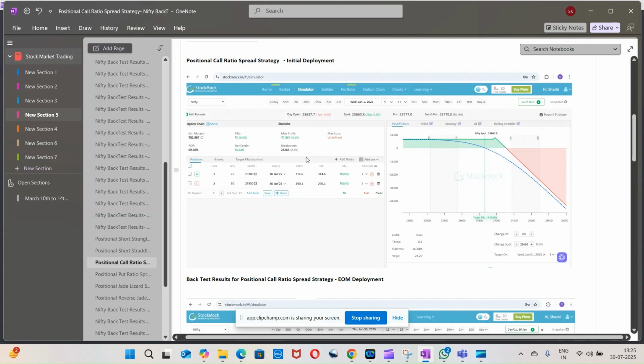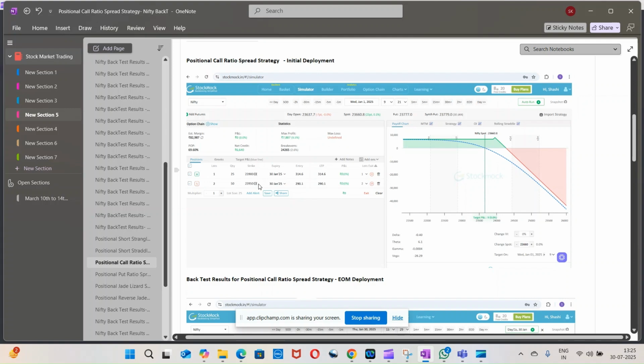What you do in this call ratio spread strategy is sell two calls and buy one call. That is why it's a ratio spread strategy, and a call ratio spread strategy because you're dealing in calls. So 2 to 1 is the ratio here. If you want, you could do 3 to 1 also. 2 to 1 is the ideal ratio which is used.